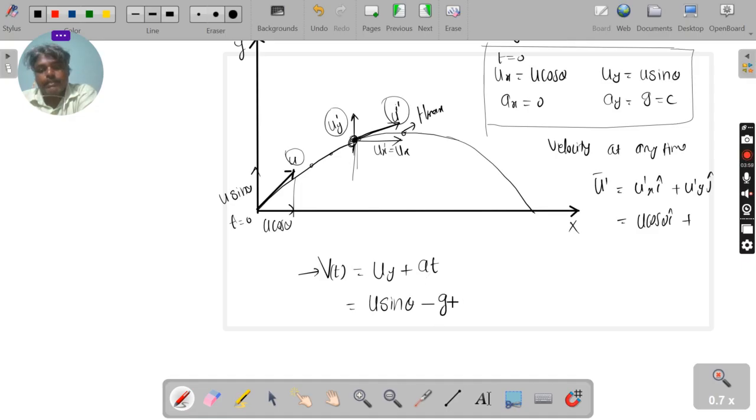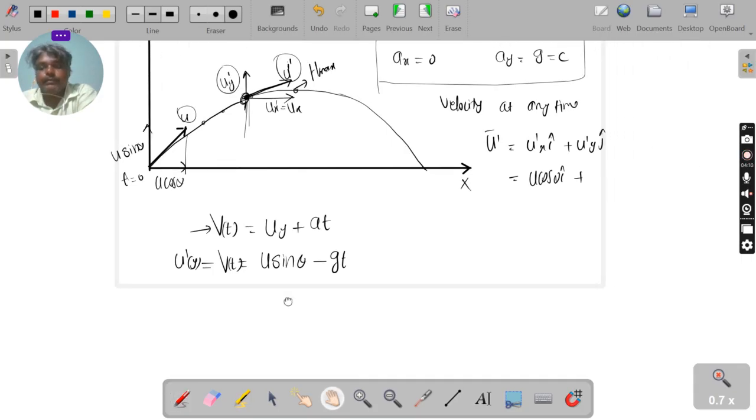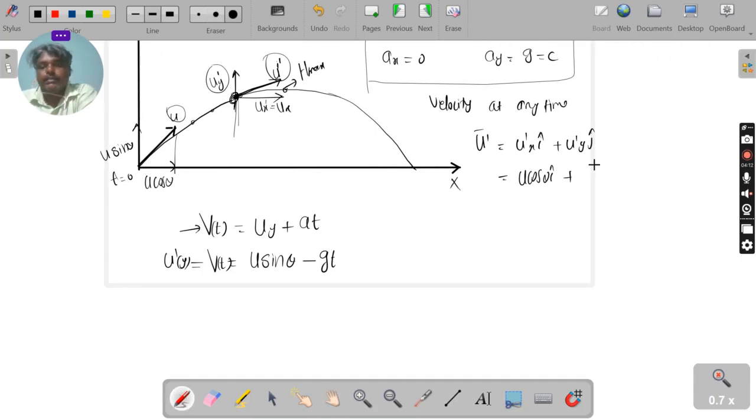plus a t, where a is minus g, so minus g t. This is velocity at any time. That means that is u dash y. So u dash y is equal to u sin theta minus g t, the j cap. This is the formula for velocity at any location in vector form.